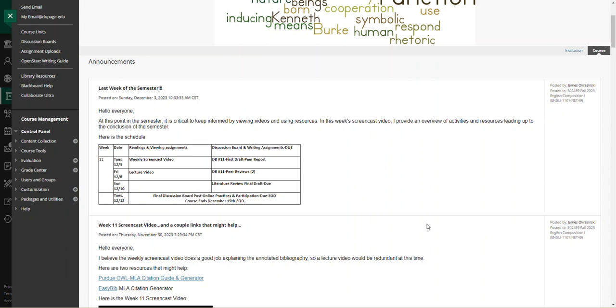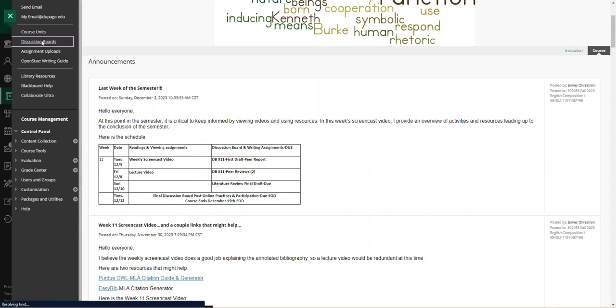Both peer reviews are due on Friday. Then a final draft of the literature review is due Sunday on the 10th. And then our final activity for the semester will be due Tuesday the 12th. That'll be a discussion board post for your online practices and participation. You can take a look at the syllabus regarding that, and I believe the discussion board post will be out there shortly. So I don't want to confuse anybody on the schedule.